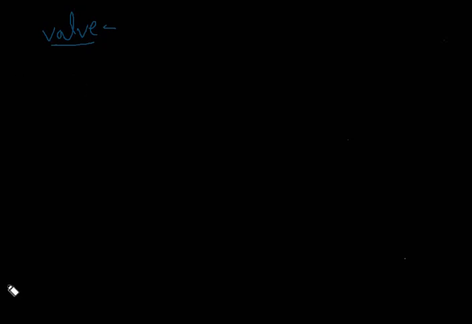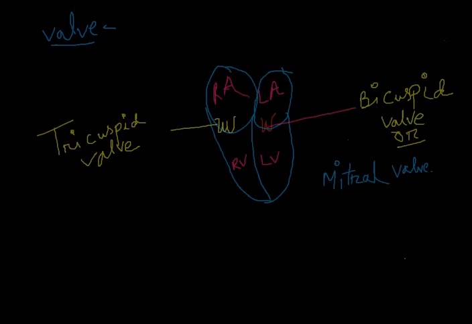What are they? Number one is called the tricuspid valve. Another is called the bicuspid valve. Mainly two types of valves are present in the human heart. First of all, the tricuspid valve. We have to know the location of the tricuspid valve, where it is present in the human heart. In between the right atria and right ventricle.